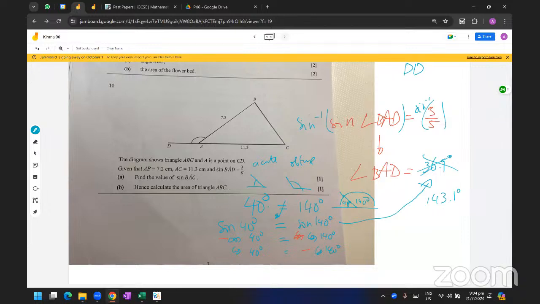What is sine BAC? 3 out of 5. Now, is it better to use sine 36.870 or is it better to use 3/5? 3 over 5. All right, please do so, because it's 1 mark, I think they'll be very sensitive if you don't use the 3/5.